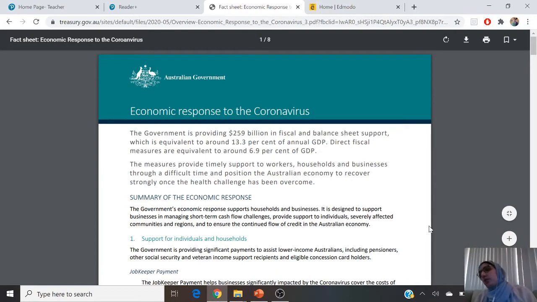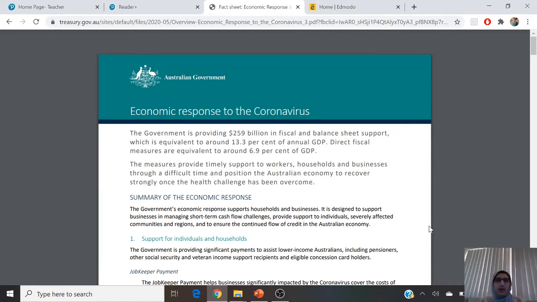What I want to focus on for the next 5 minutes is this. That's the economic response to the coronavirus. The budget is providing $259 billion in fiscal and balance sheet support, which is equal to around 13.33% of annual GDP. If you remember when we discussed the GFC, in the GFC, the government spent around $75 billion, which was 6% of the GDP. Right now, we're spending 13.3% of the GDP. That's how bad the economy is at the moment.